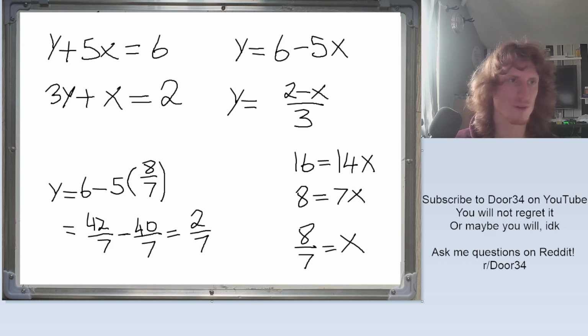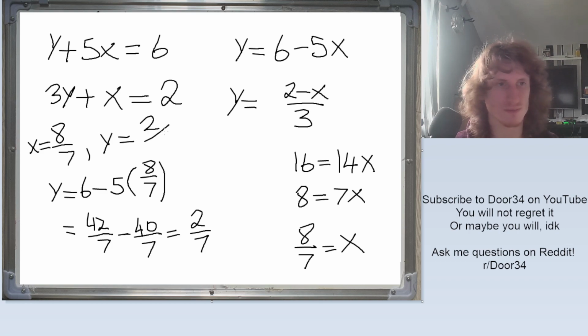And so our full solution is going to be x is equal to 8/7 and y is equal to 2/7. And really, if you want to be reassuring yourself, you can plug these back in. So if you've got a calculator on standby, or if you can just do it quickly in your head, I know that 2/7 add on 40 over 7 is going to be 6. That's 42 over 7. That sounds right to me.